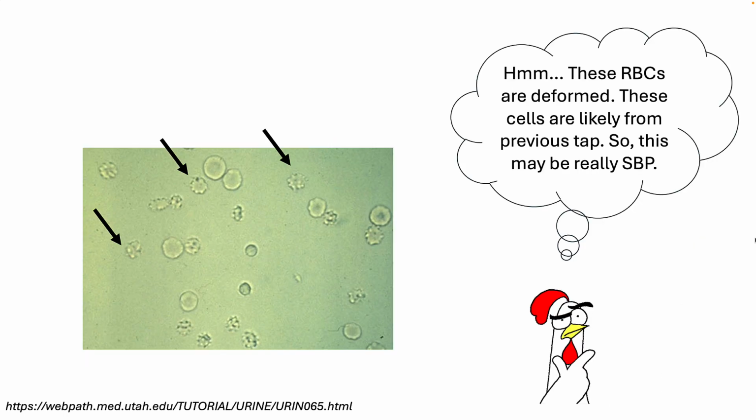However, when you look closely, you see some of these RBCs are deformed. So it may appear that these RBCs were from a previous tap. So you cannot really correct for the WBC count in this case. So this patient may really have spontaneous bacterial peritonitis.